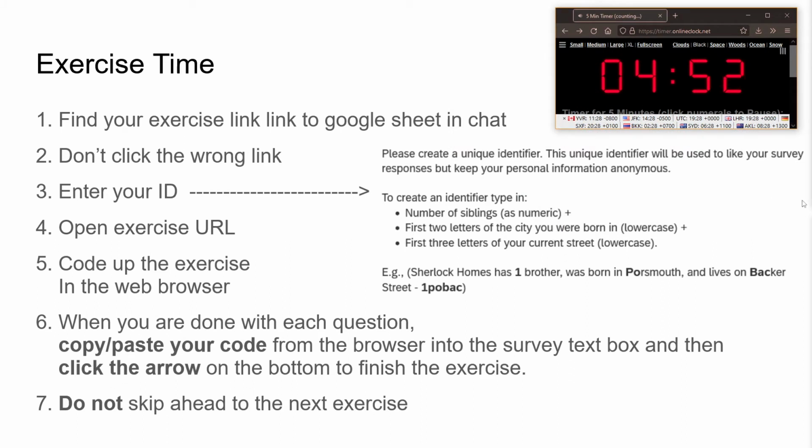So the link is going to be posted in the Google chat. Try not to click the wrong one. It's okay if you do. I'll end up just dropping this stuff out of the data set. You can enter your ID. It's the same ID as before. Open the exercise URL in a web browser. Don't go ahead, even though it's really tempting. And then when you're done, copy paste it into the code text slot in the survey when you're done. So we'll take about 5 minutes to work through that set of examples.